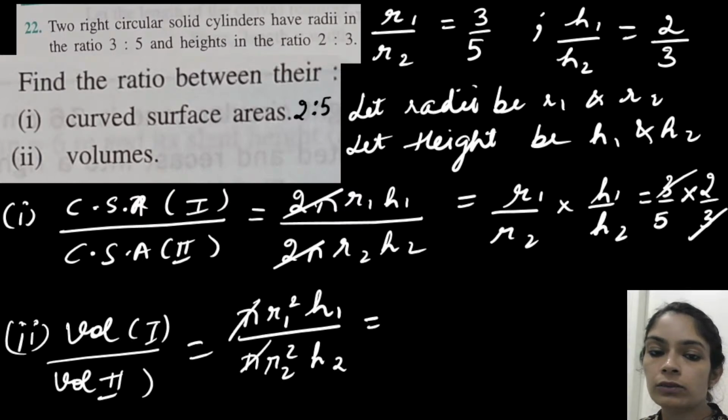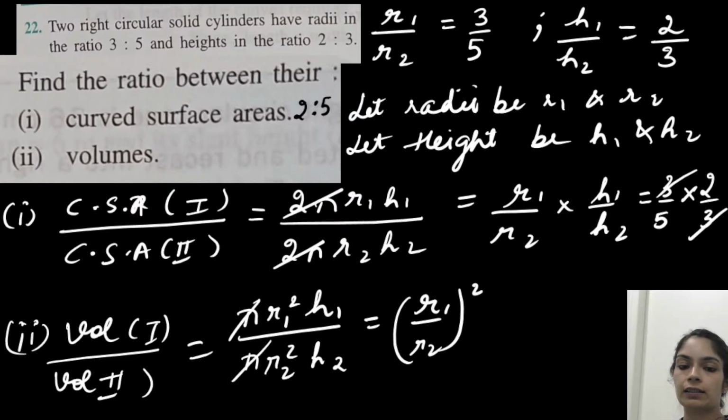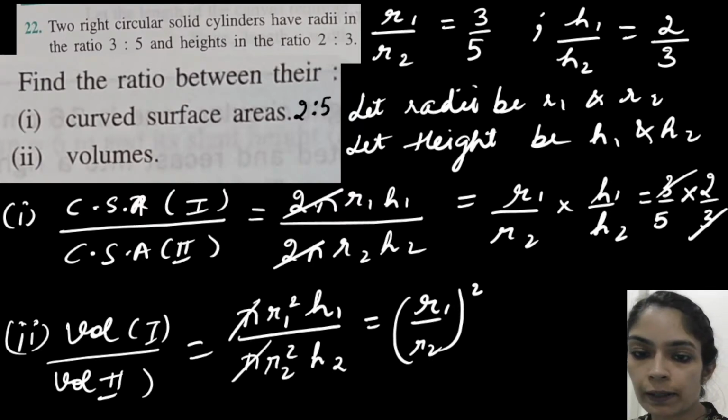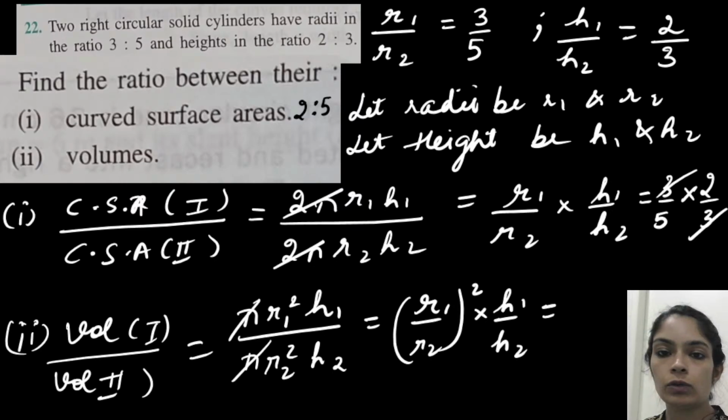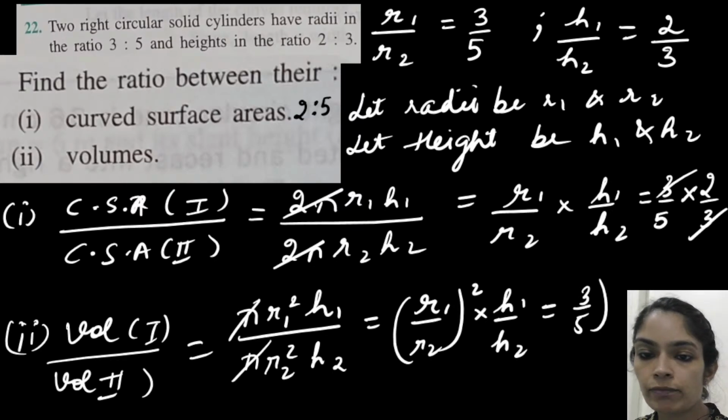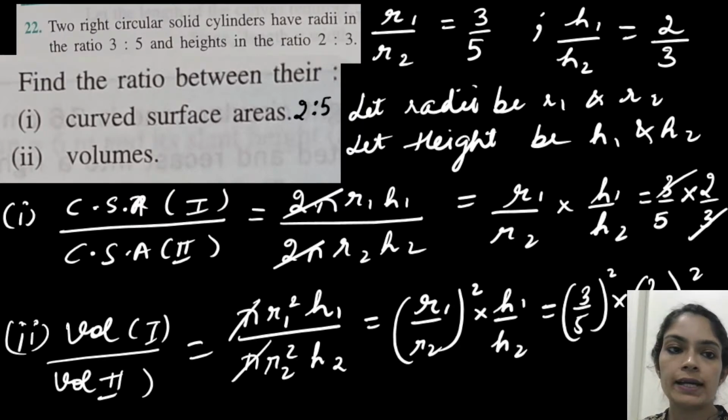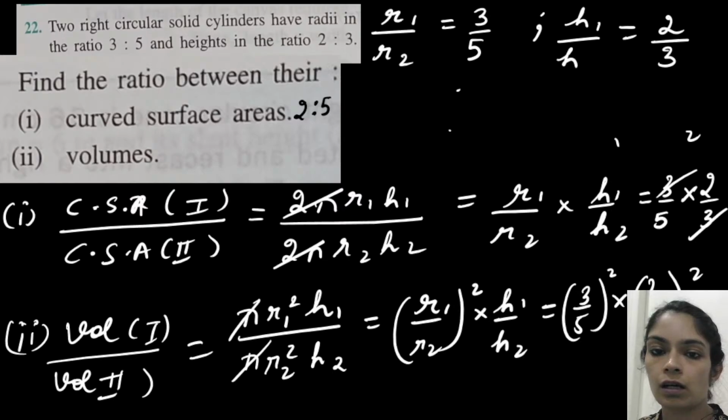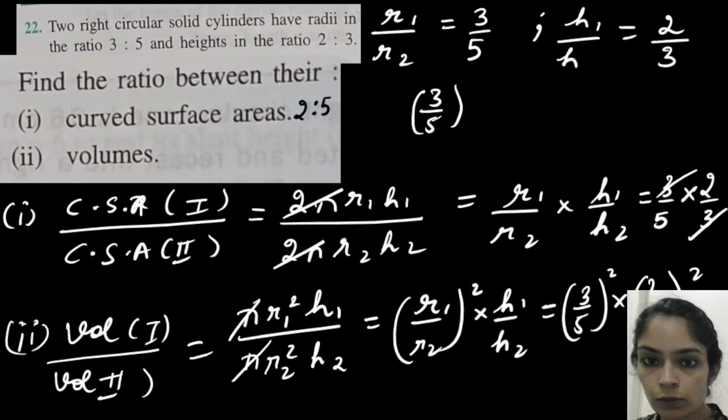So pi and pi are going to be cancelled. Then I can write it as r1 by r2 whole square, because both squares are there. So I can write the single square into h1 by h2. So r1 by r2's value we know is 3/5. So 3/5 whole square into 2/3. So here I'll just rewrite it. So when I'm finding this, this is 3/5 whole square into 2/3.